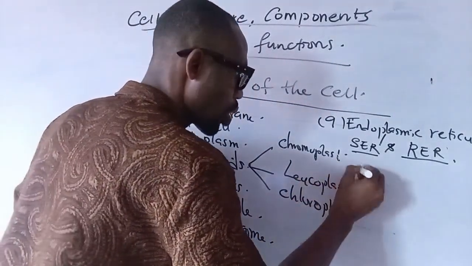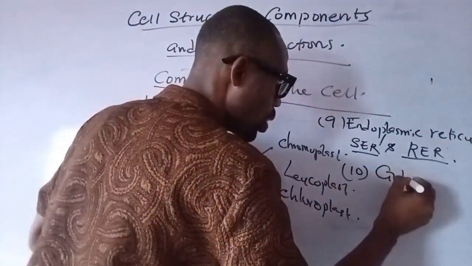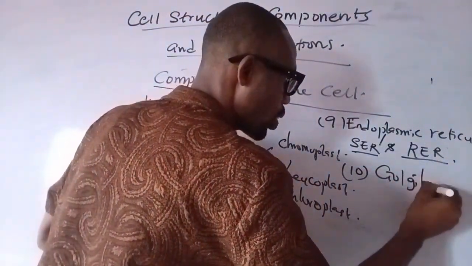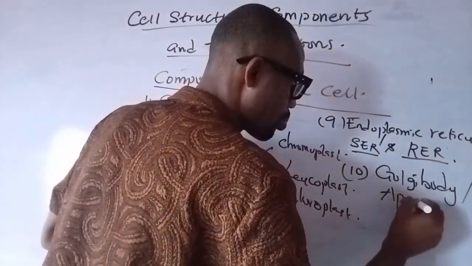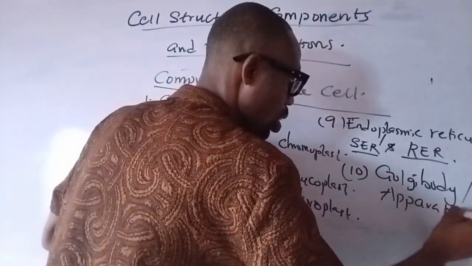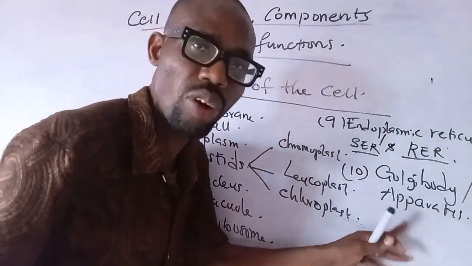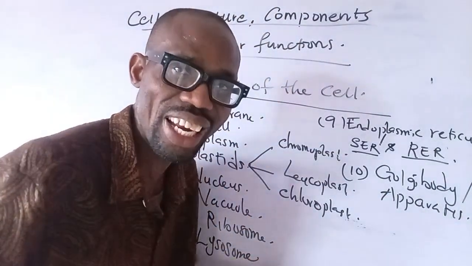So number 10, we have what we call Golgi body. Or we call it Golgi apparatus. That's another name. This particular cell component was discovered by Camillo Golgi, an Italian scientist.